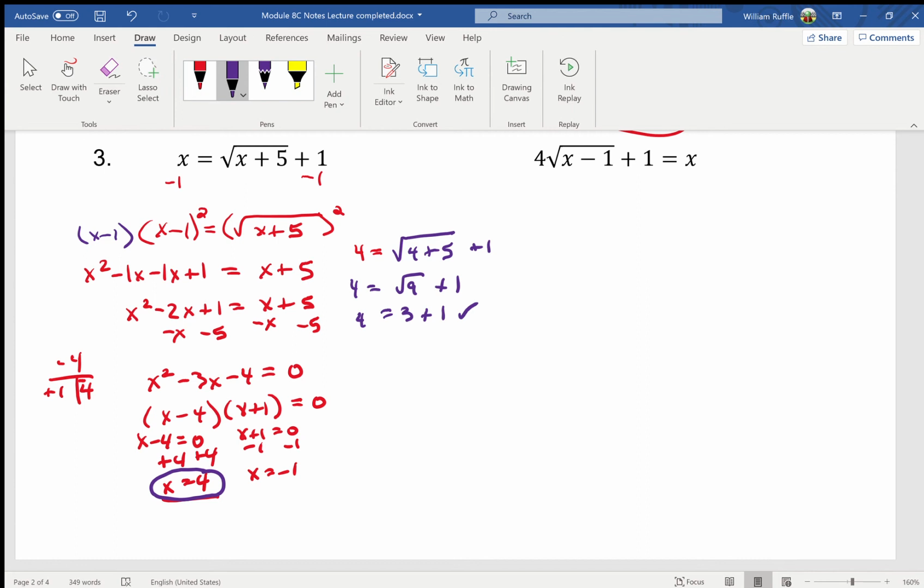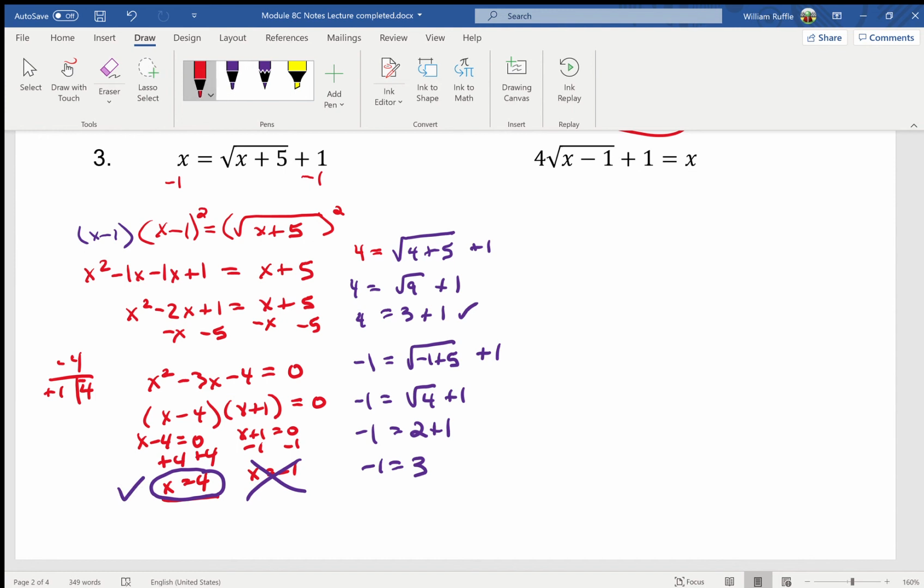Now, let's try to put -1 in. -1 equals the square root of -1 plus 5, plus 1. So -1 equals the square root of 4 plus 1. -2 plus 1, -1. Well, that does not equal 3, so this does not work. This is the only answer I get: x equals 4. So you have to do a check on these.